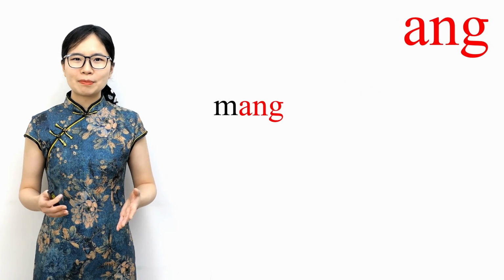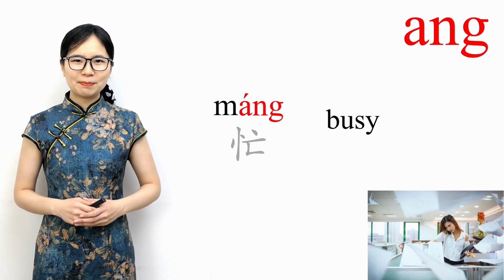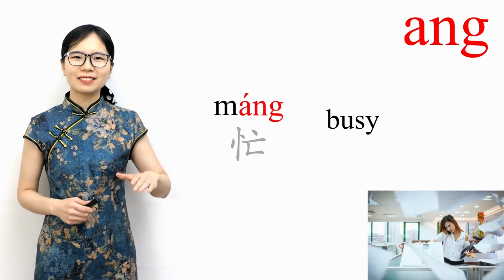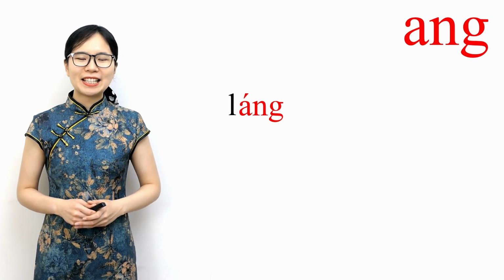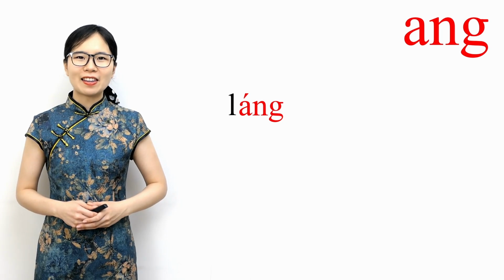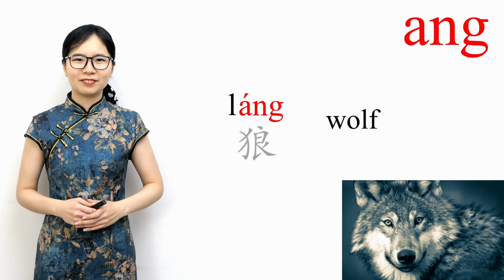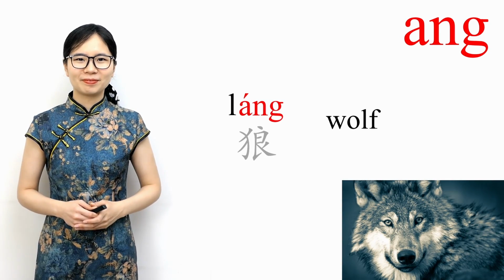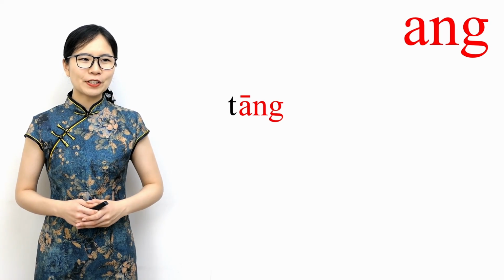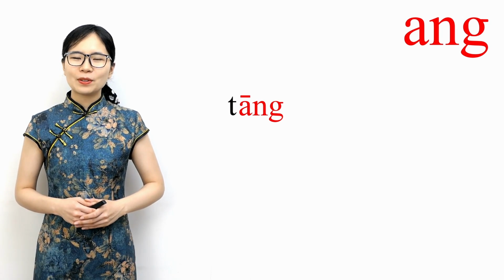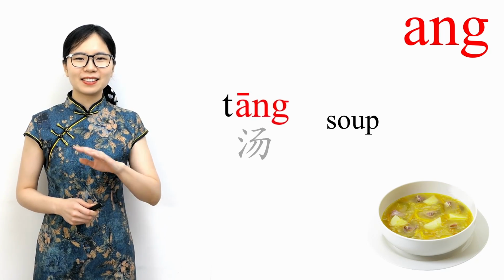Adding the initial m and the second tone, we get 忙, which means busy. 忙. Switching to the initial l, we get 狼, which means wolf. 狼. And if I use the initial t and the first tone, I get tāng, which means soup. Tāng.